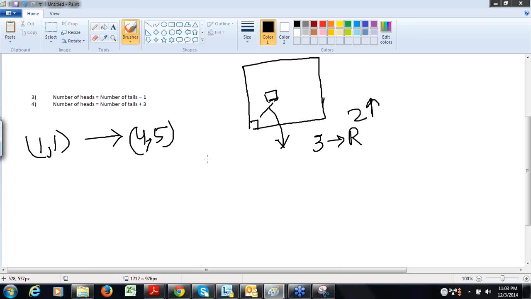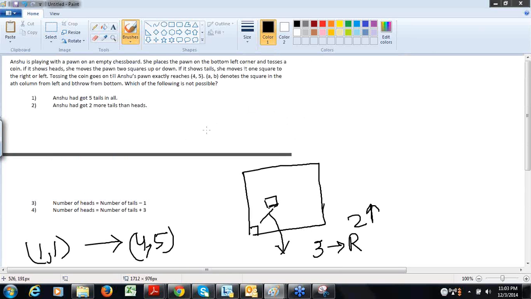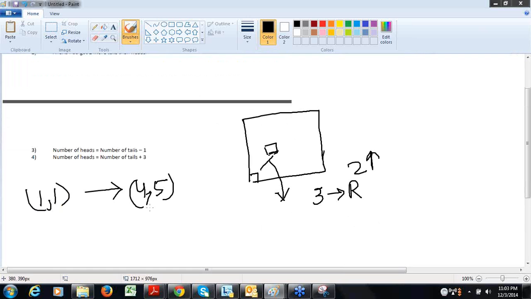So what it is saying is not possible, we have to find out. Actually this is satisfying option number 3: number of heads is equal to number of tails minus 1. So we'll eliminate option number 3.